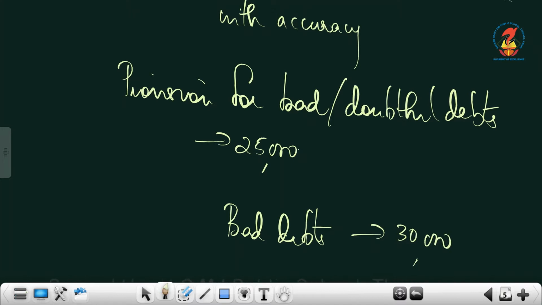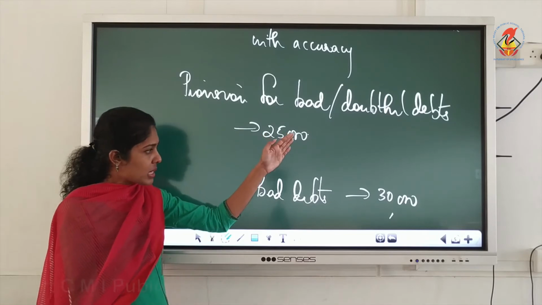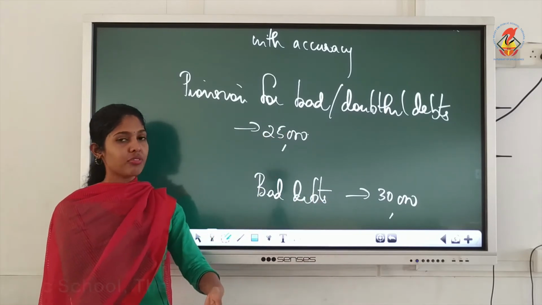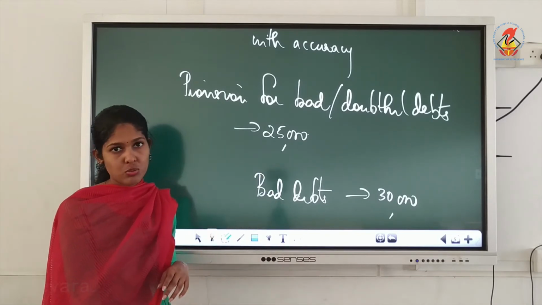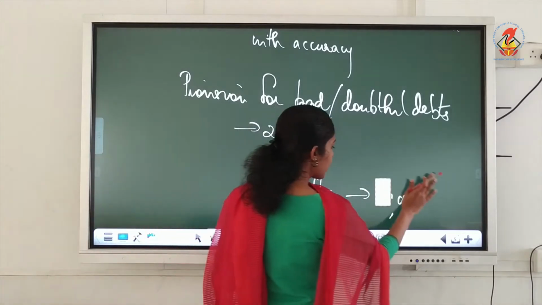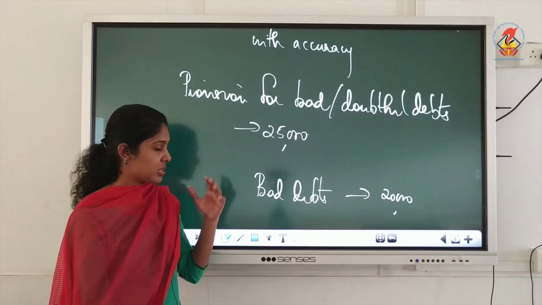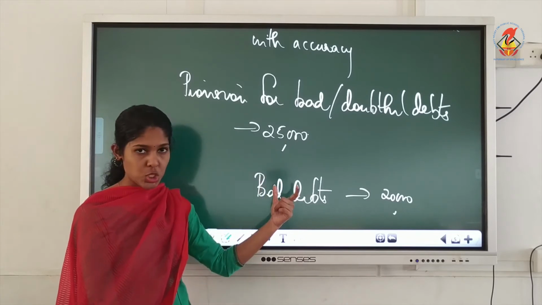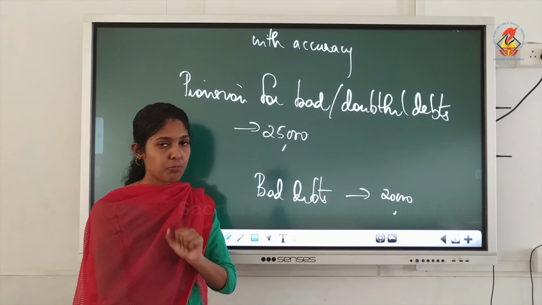We have kept only a provision of 25,000, so only up to 25,000 we can meet. The rest will remain as a loss for the firm. It will remain as bad debts since we kept only 25,000. Sometimes the bad debts will be only 20,000. So we can easily meet the bad debts amount from this provision. Still we'll have a balance of 5,000 in provision.